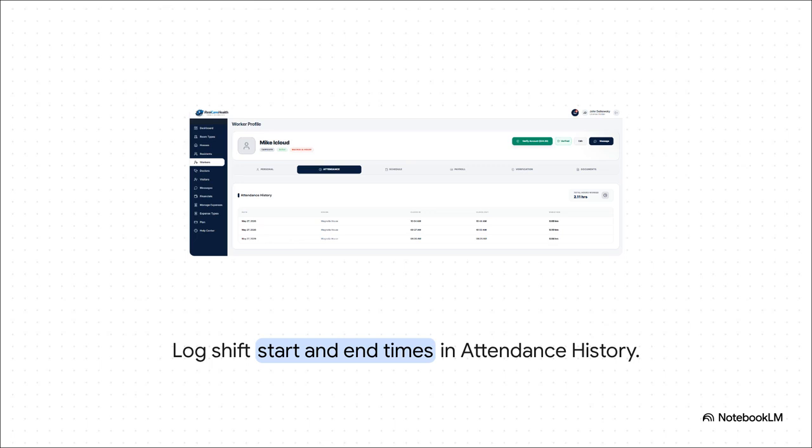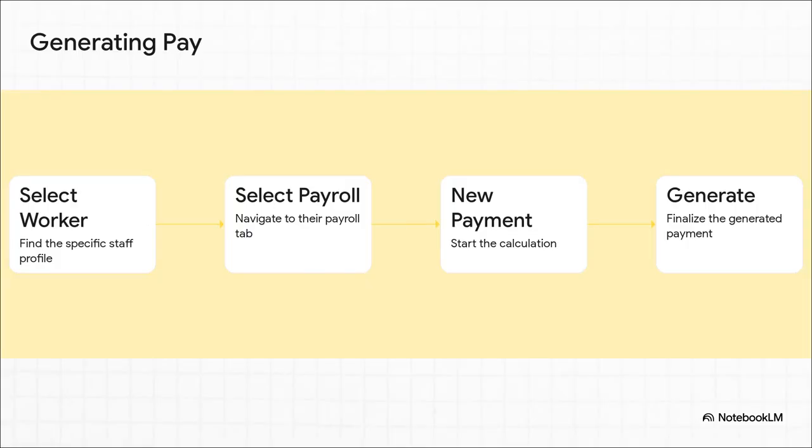And let me tell you, this is where the real magic starts, because it sets up the next step to be completely effortless. Generating pay for your workers takes exactly 4 clicks. I'm serious. 1. Select the worker. 2. Select the Payroll tab. 3. Click New Payment. And 4. Click Generate Payment. That is literally it.